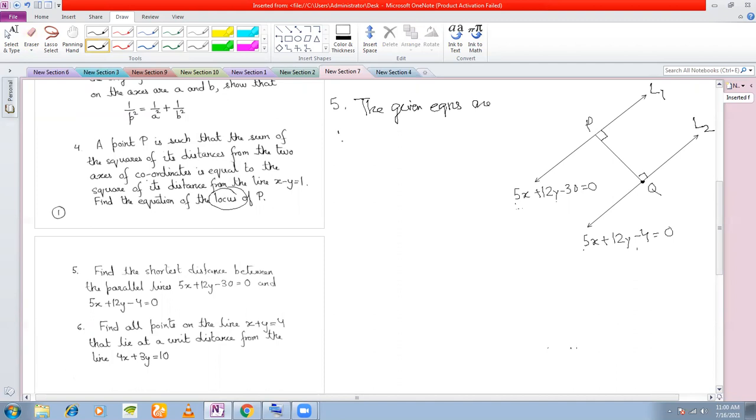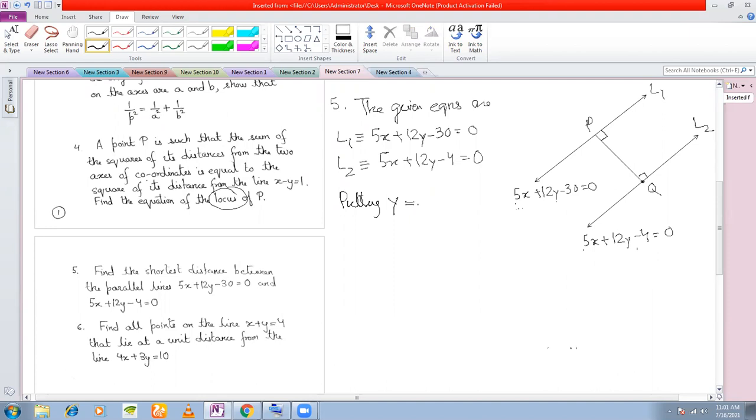The given equations are: equation of L1 given here is 5x plus 12y minus 30 is equal to 0. And equation of the line L2 is given to us as 5x plus 12y minus 4 is equal to 0. We want to select a point on this line. So how do I select a point? There are infinite number of points on the line. You can select any point you want. If you want to select any point, you can either put x is equal to 0 or y is equal to 0 in the equation of the line.